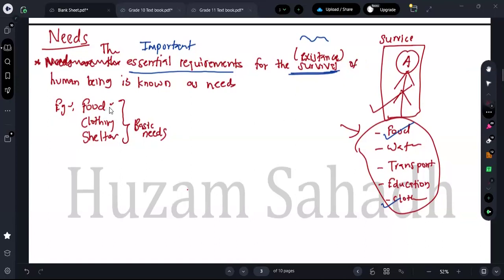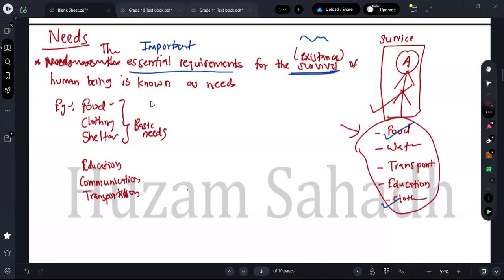Water comes under the food. I'm taking the broader term. You can say food in general, we can say clothing, we can say shelter. Apart from that, remember this flow, we have education, we have communication, and we have transportation. What are the first three?